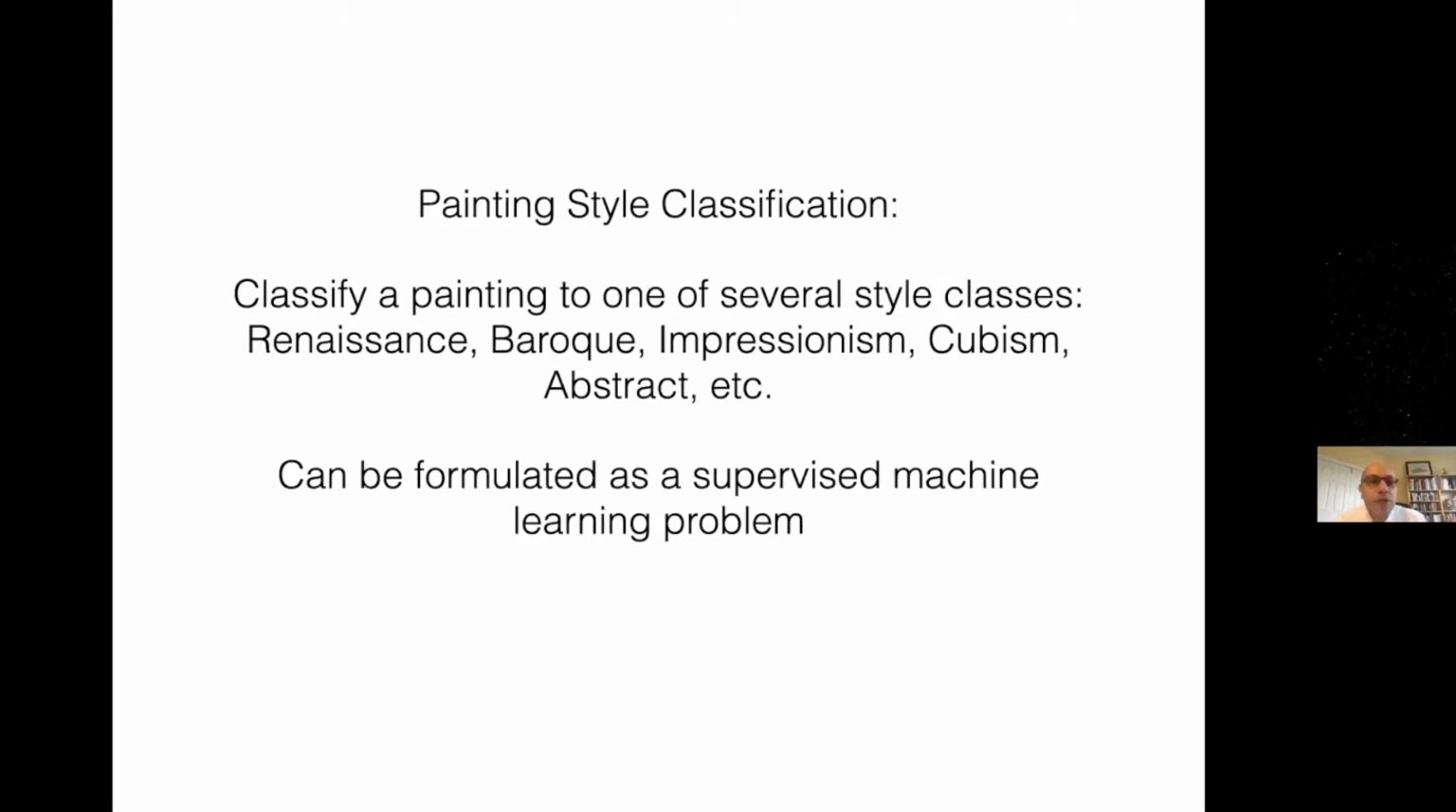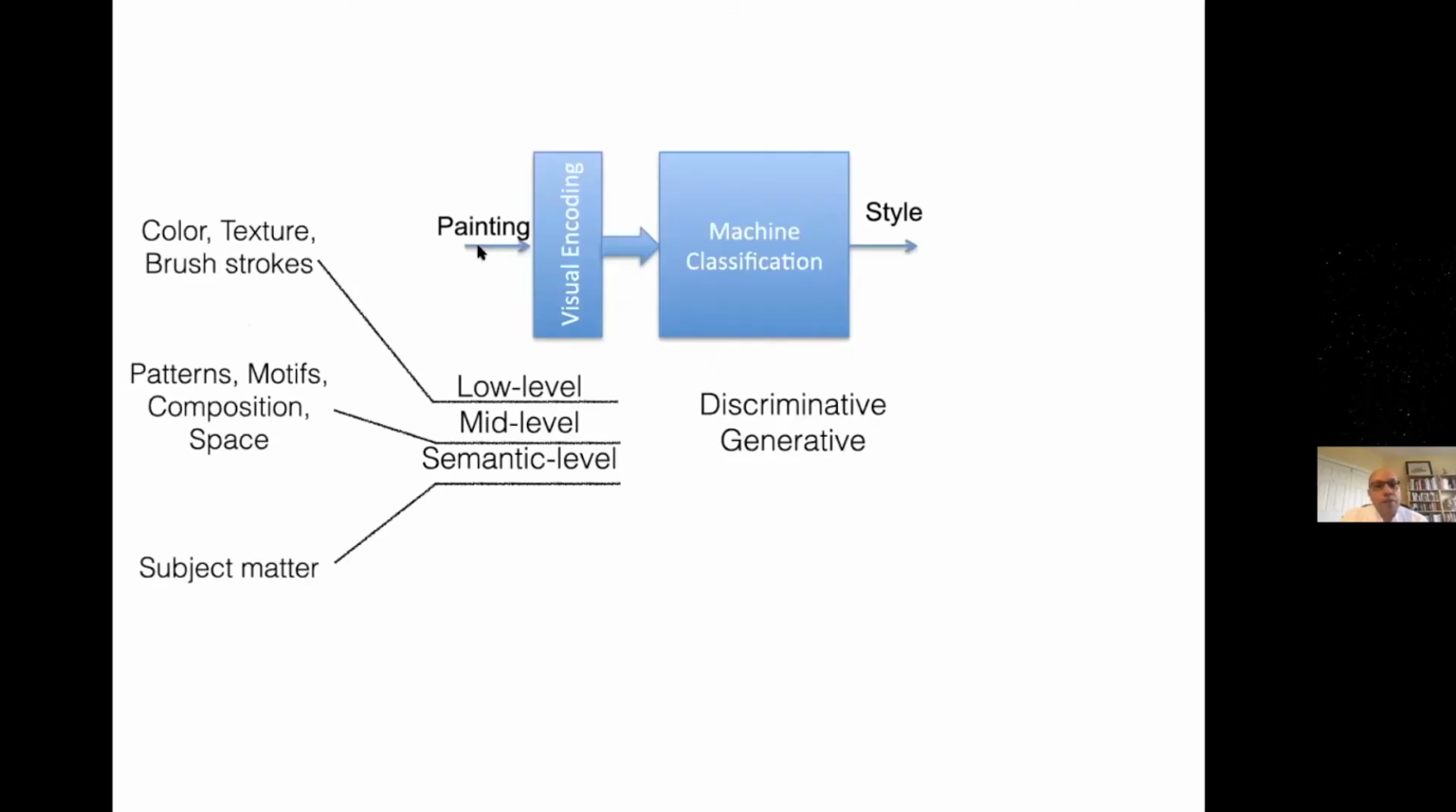So we started very early with a very simple thing, which is painting style classification. You have a bunch of images and you have style labels on them, so it's really a simple supervised machine learning problem. You want to classify the painting into classes like Renaissance, Baroque, Impressionism, Cubism, abstract, things like that. We take a painting and do visual encoding using different features, trying to capture low-level, mid-level, and semantic-level features, which are parallel to different concepts of art as I mentioned, and try different machine learning techniques on them, doing supervised learning to classify styles.